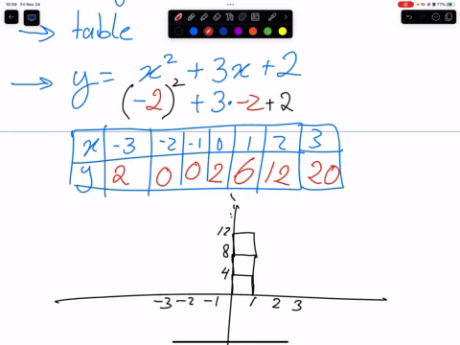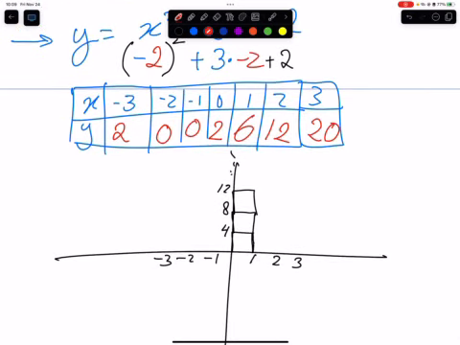All right, so time to draw it. Negative 3 is where? 2. Sorry, negative 2 is 0. Minus 1 is 0. 0 is 2. 1 is 6. 2 is 12. And then 3 is 20, which is somewhere all the way up there. Yes, it should look something like that.